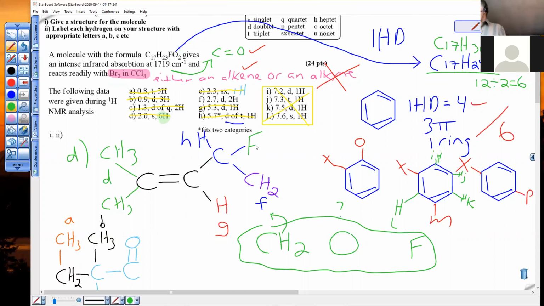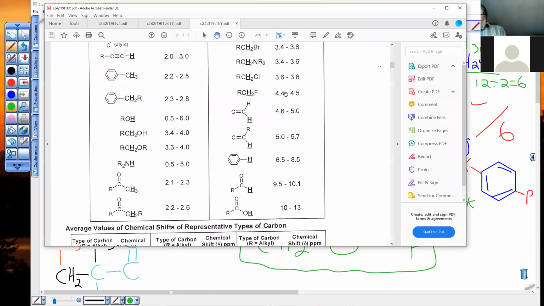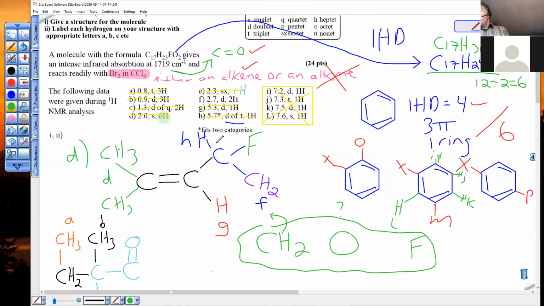That would bring it up to 4.5 if you look at the chart. 4.4 to 4.5 if there's an F. We need to bring it up to 5.7. That's another jump of 1.3 or thereabouts. Oh, it's already done. Being allylic brings it up.